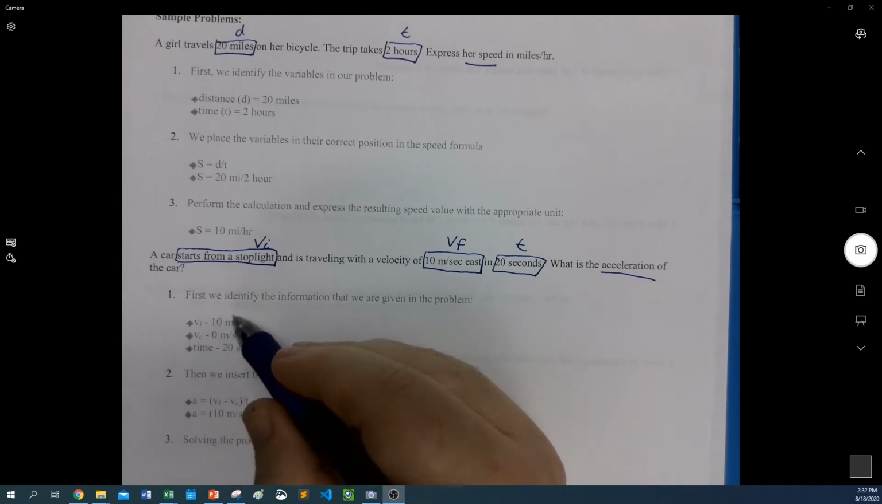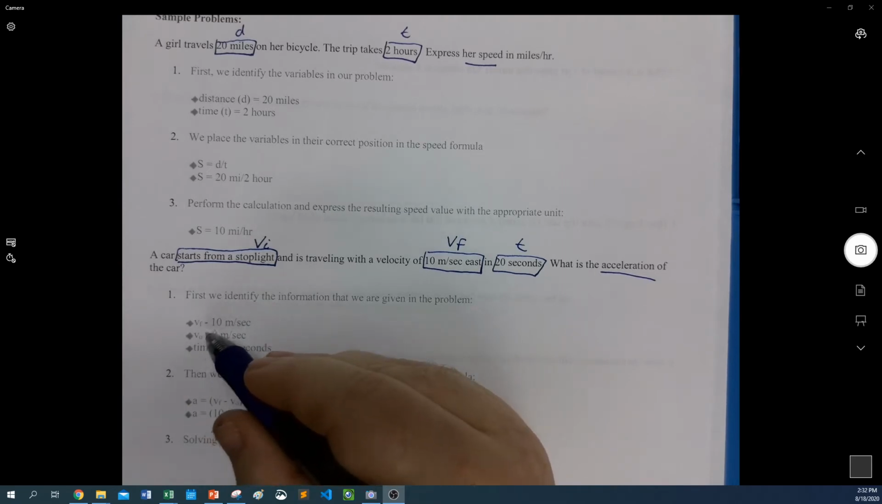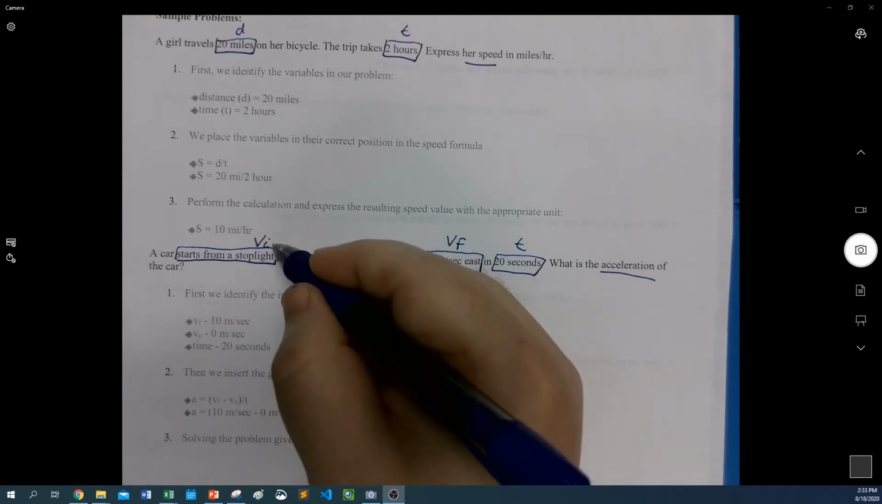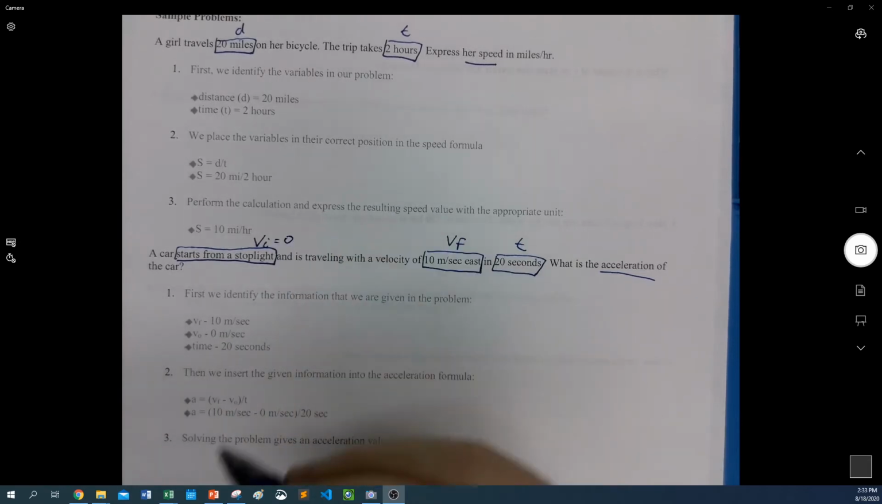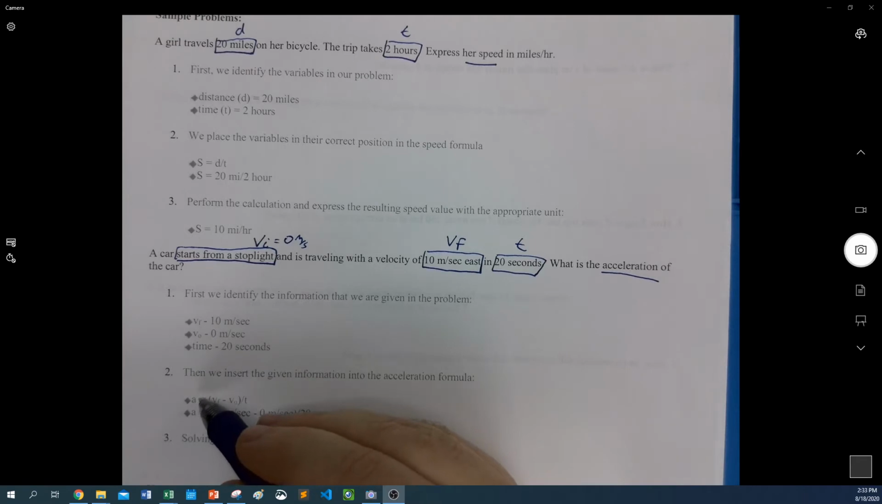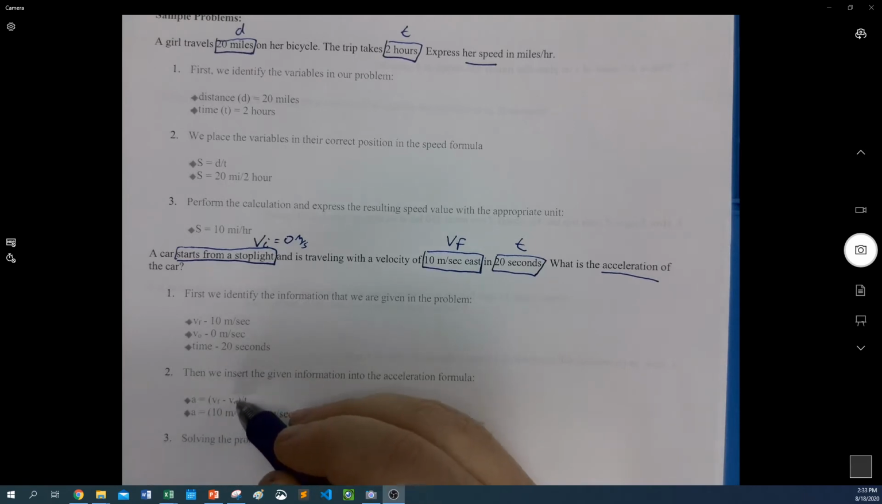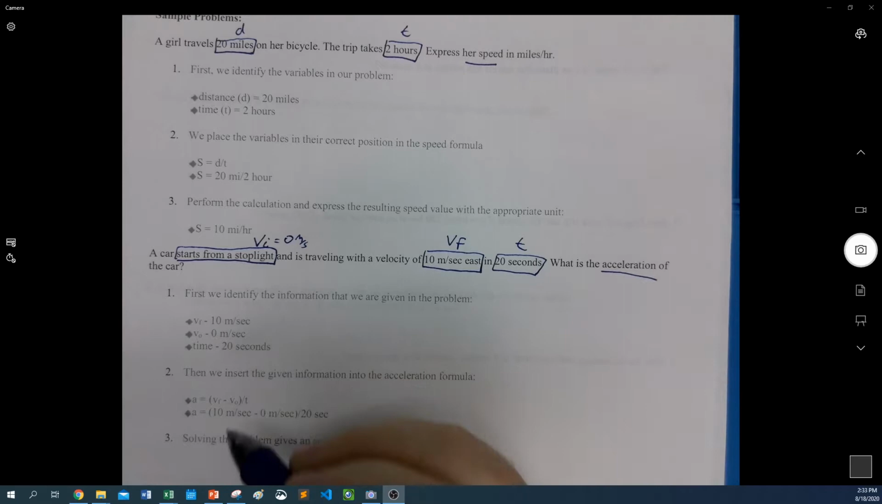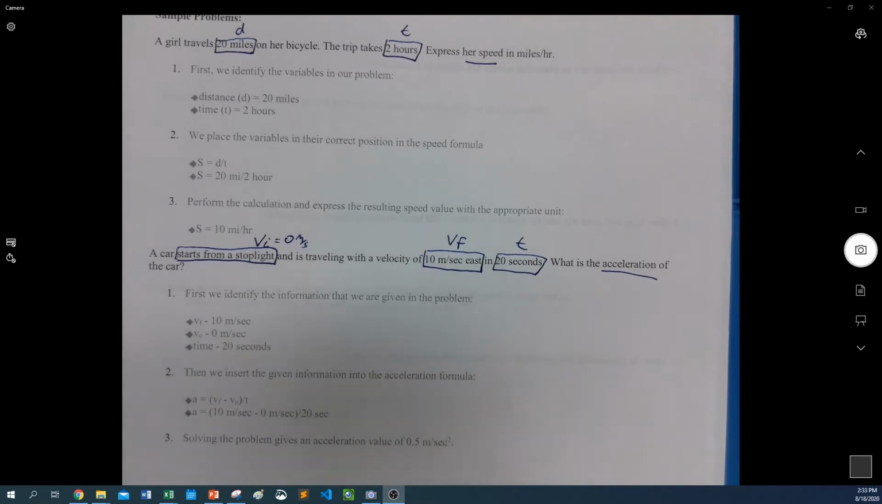So final was 10, initial was 0, so this we assume is 0, because if you're stopped, you're not moving. And a time of 20 seconds. Our equation is acceleration is equal to Vf minus Vi divided by T. Plug in the numbers, and then plug it into a calculator.